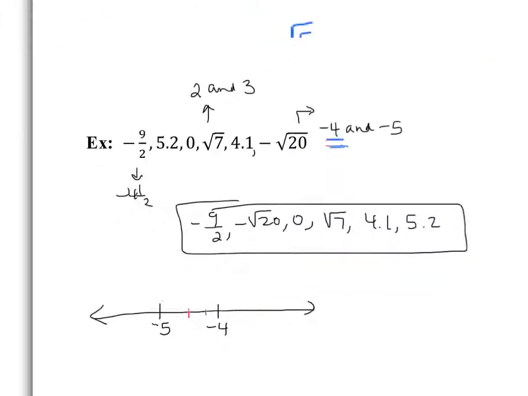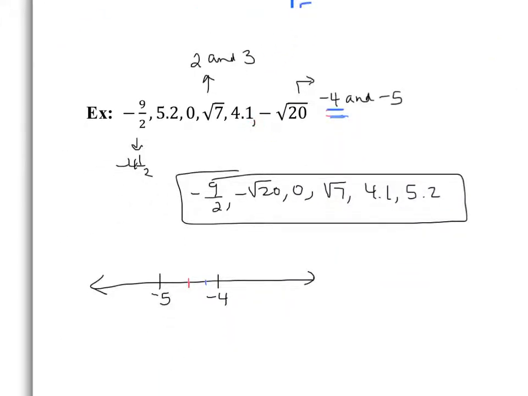This one over here, I have two negatives to compare. There should have been a comma here, by the way. So negative 9/2 I know is negative 4.5. So that falls exactly between negative 4 and negative 5, right in the middle. Negative square root of 20 also falls between negative 4 and negative 5. But 20 is closer to 16, so it's closer to negative 4. So here's negative 4.5, and negative square root of 20 is closer to negative 4 than negative 5. So that means it would go negative 9/2, negative square root of 20, and you have 0. Square root of 7 is between 2 and 3, which no matter what is less than 4.1, and then 5.2.